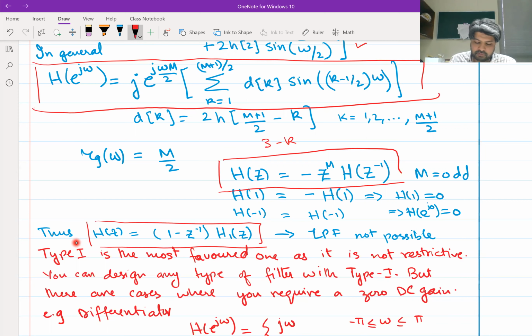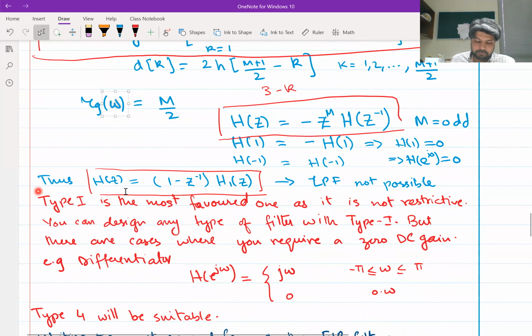Okay, h of z is equal to 1 minus z inverse. That means you have a 0 at z is equal to 1 times h1 of z, where h1 of z is the remaining thing. Okay, so this is your h of z equation.